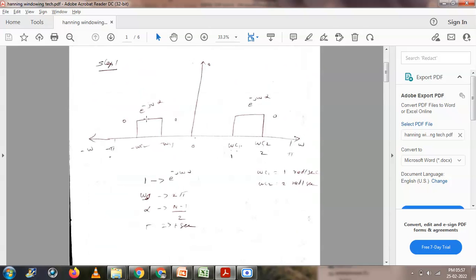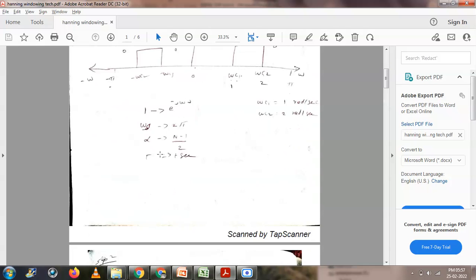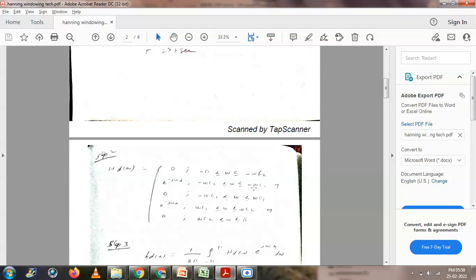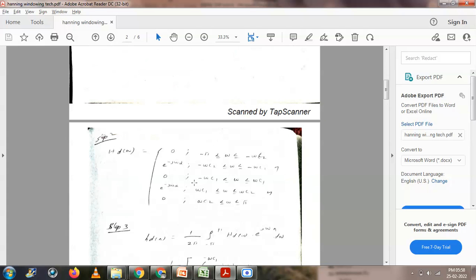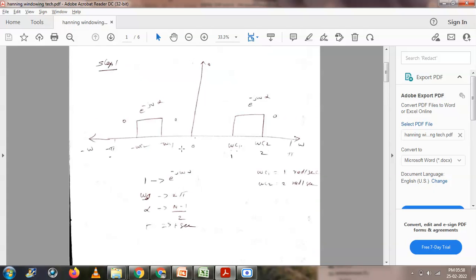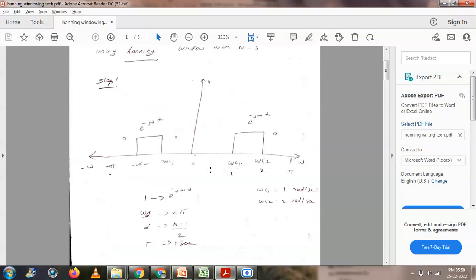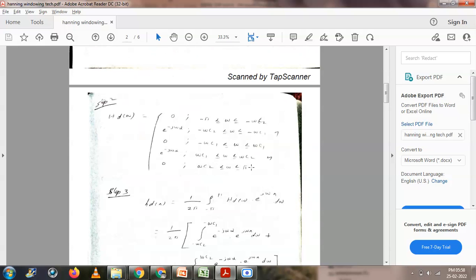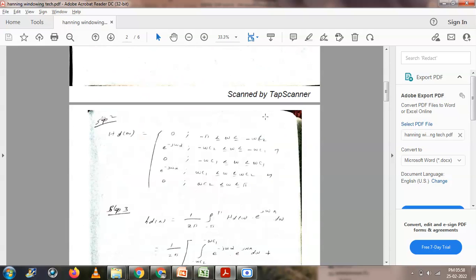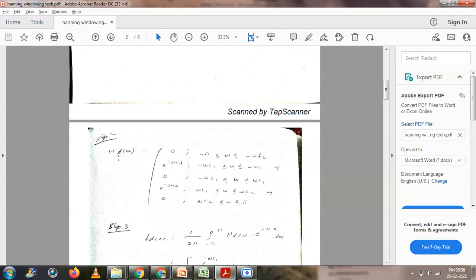So this is the part, and after that, this is the part: e power j omega alpha from minus omega c2 to minus omega c1. Then 0, which is from minus omega c1 to plus omega c1. Then again e power minus j omega alpha, from omega c1 to omega c2. Then finally 0, which is from omega c2 to plus pi. Okay, this is Hd of omega.